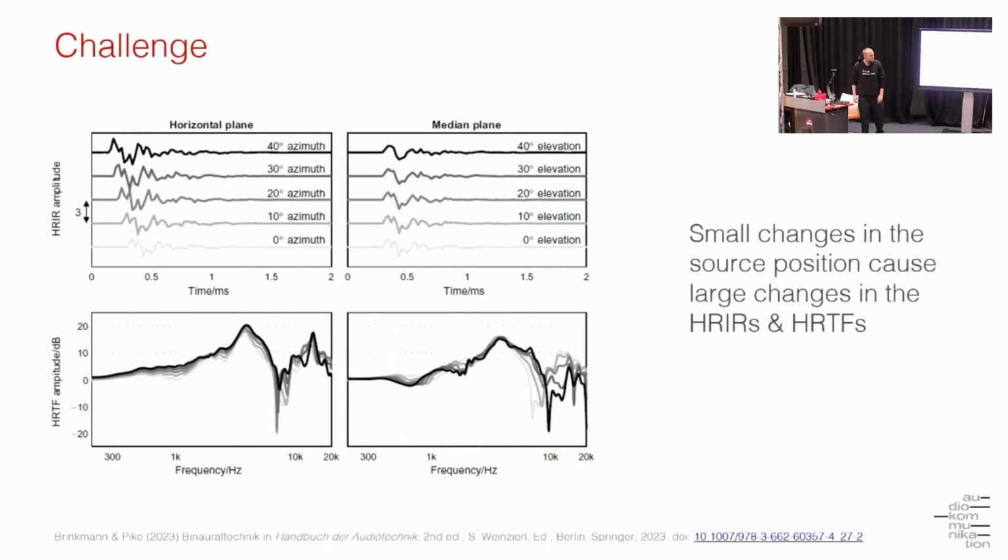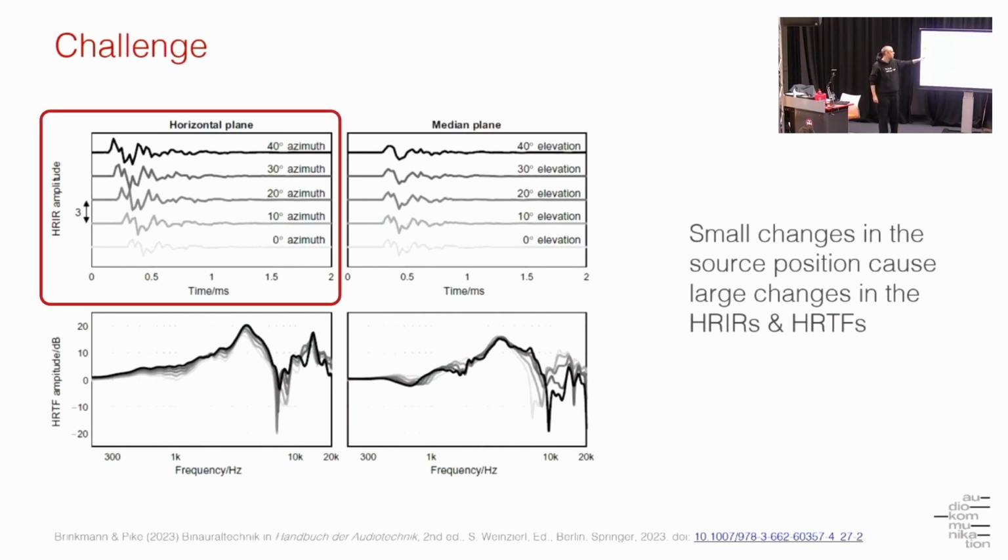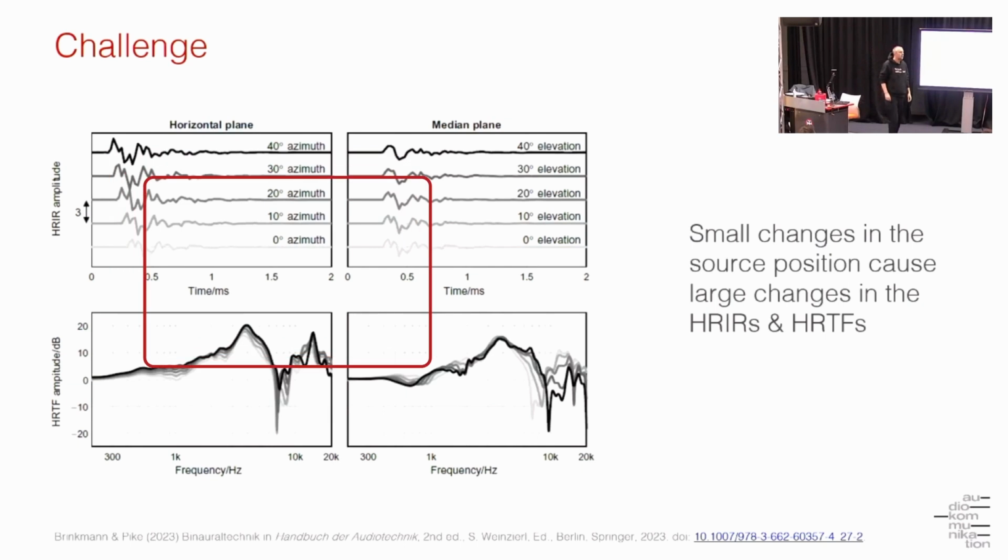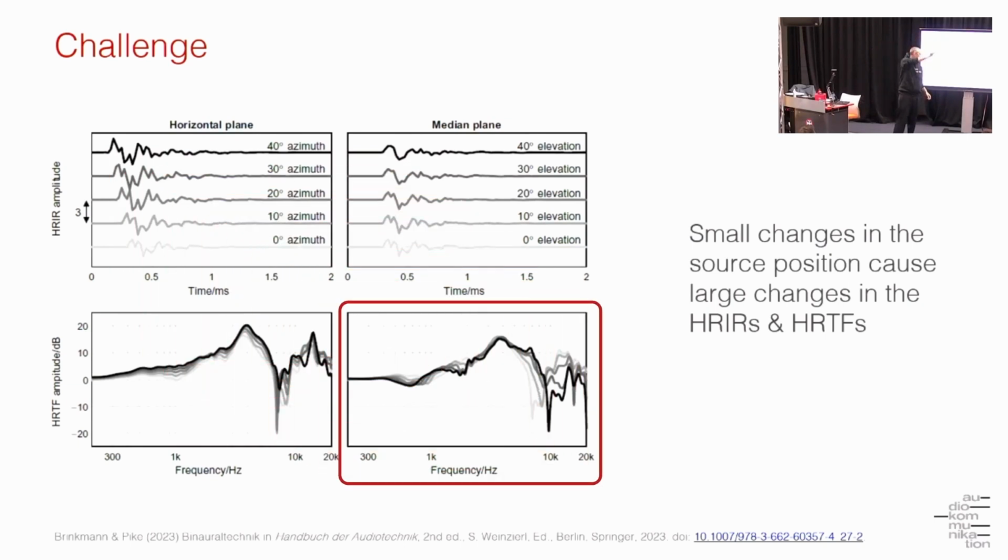The problem is, if you look, for example, at head-related impulse responses in the horizontal plane, going from the left to the front, you see that the arrival time in these impulse responses changes, which makes them somewhat tricky to interpolate. And if you're looking at the source changing its elevation, coming down towards the center, you see that the magnitude responses change quite drastically, which also makes those transfer functions sort of tricky to interpolate.